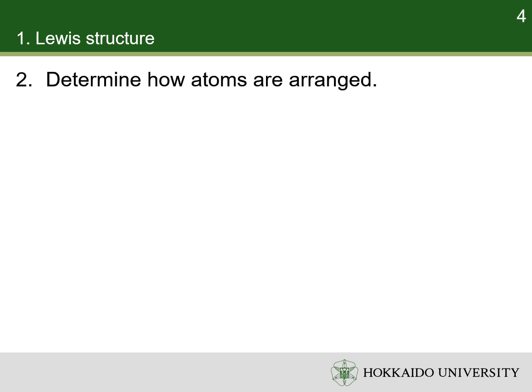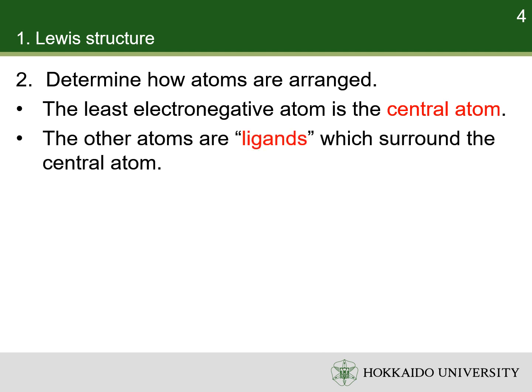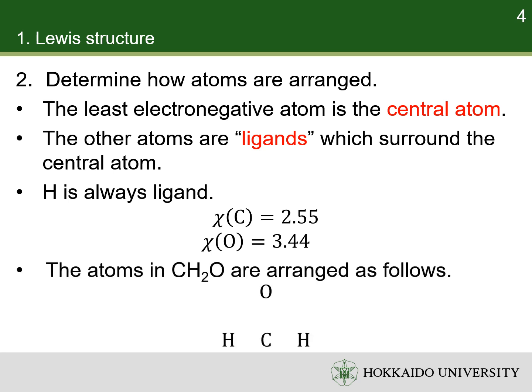Second, determine how atoms are arranged. There is a tendency that the least electronegative atom is at the center, called the central atom. It is surrounded by more electronegative atoms, called the ligands. There is one exception: hydrogen is always a ligand, despite its low electronegativity, because it can form only one bond with other atoms. In the case of formaldehyde, carbon is less electronegative than oxygen. So, carbon is the central atom. Oxygen and hydrogen are ligands.